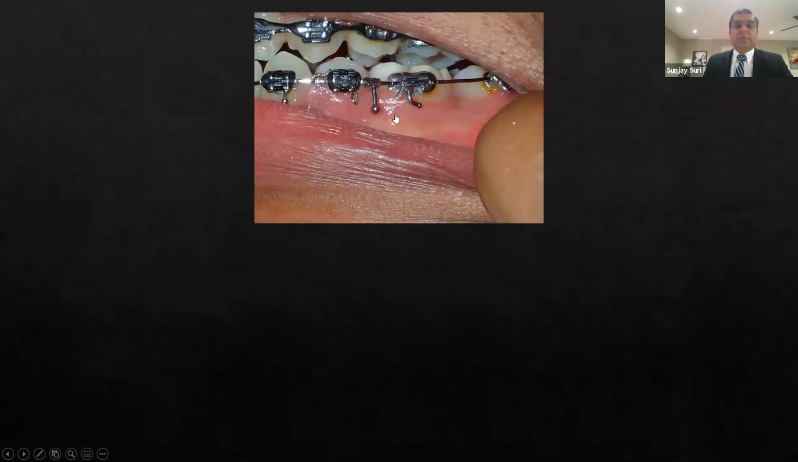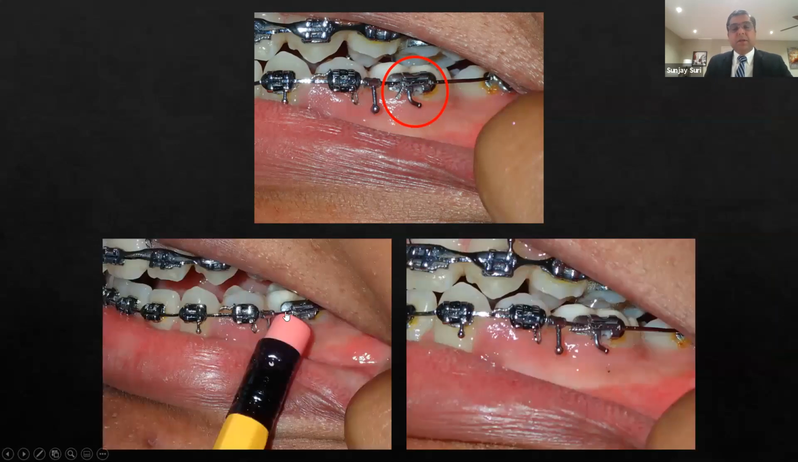Another frequently reported problem during the last 3 months has been people coming in with poking ligatures, which causes problems because of the lip or cheek rubbing against them. So we advise them to use a pencil, and the eraser can be used to push against that and tuck that ligature in. This has worked very effectively for a lot of patients.